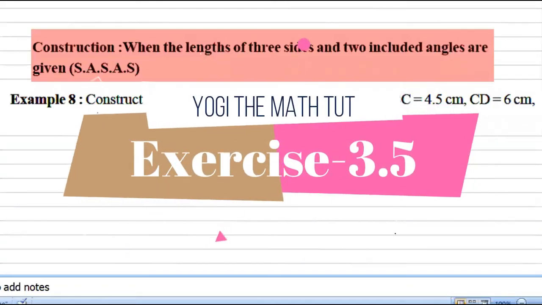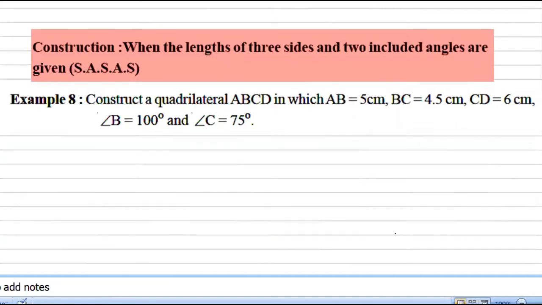Now we are going to construct quadrilaterals when the lengths of three sides and two included angles are given. That is ASA.